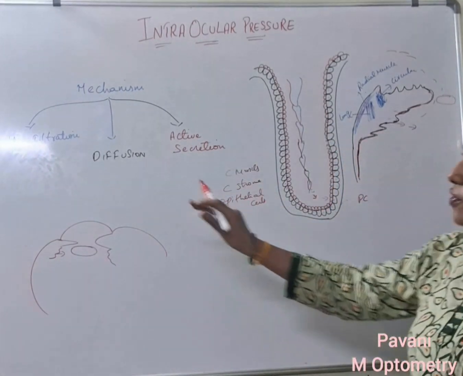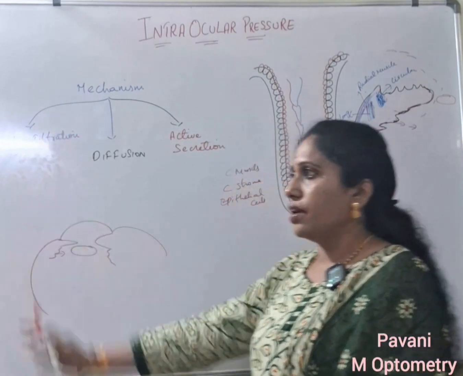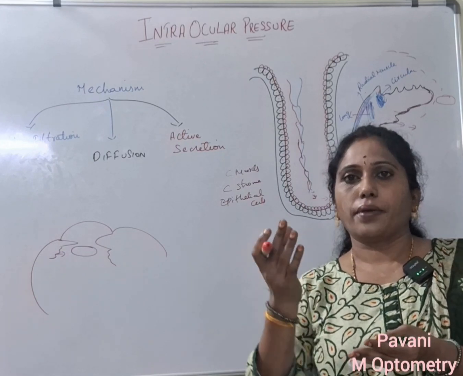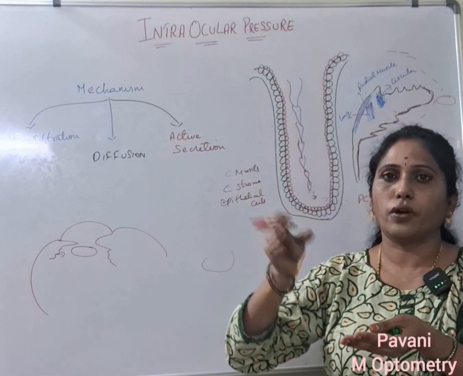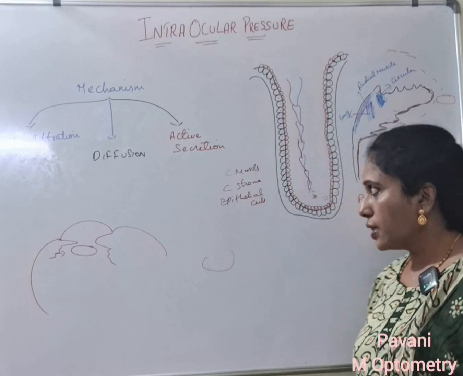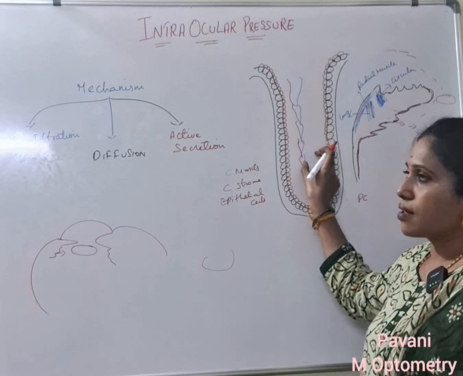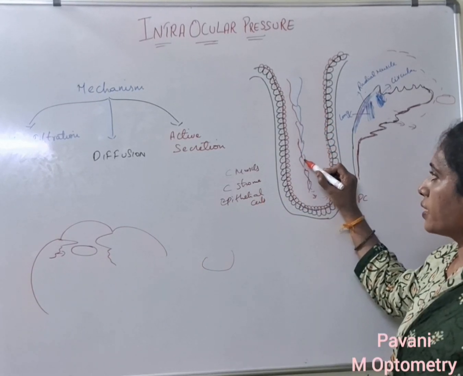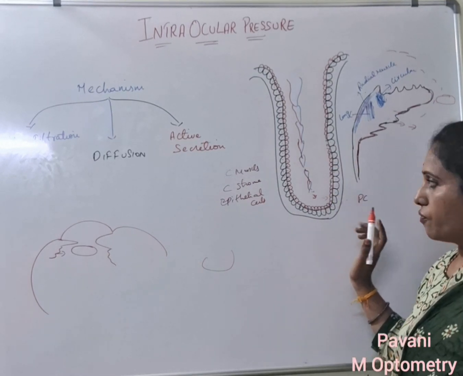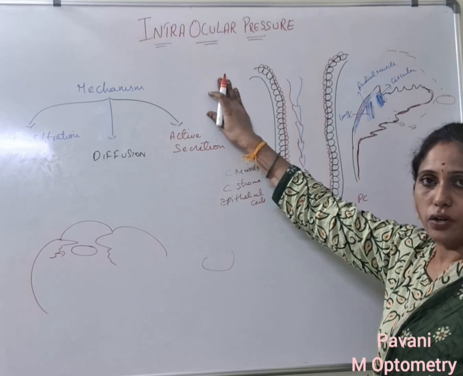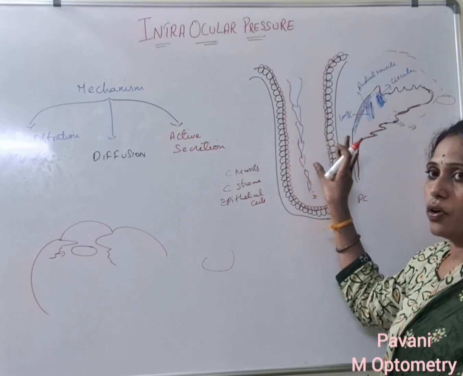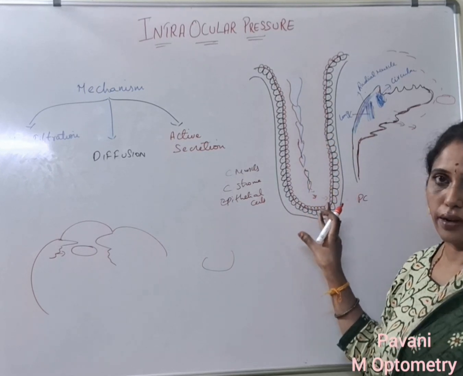As I said, the first mechanism is ultrafiltration. Say, for example, you are using a coffee filter. In the upper part you put some coffee powder as well as water, but when it reaches the lower part, only the fluid comes out. In the same way, imagine these capillaries act as the coffee filter. The blood pressure inside the capillaries is greater than the pressure required for the eye. For the eye, we need around 10 to 20 mm of Hg, but the blood pressure inside the capillaries is more. If that amount of pressure entered the eye, the eye would not bear it. So what does it do?